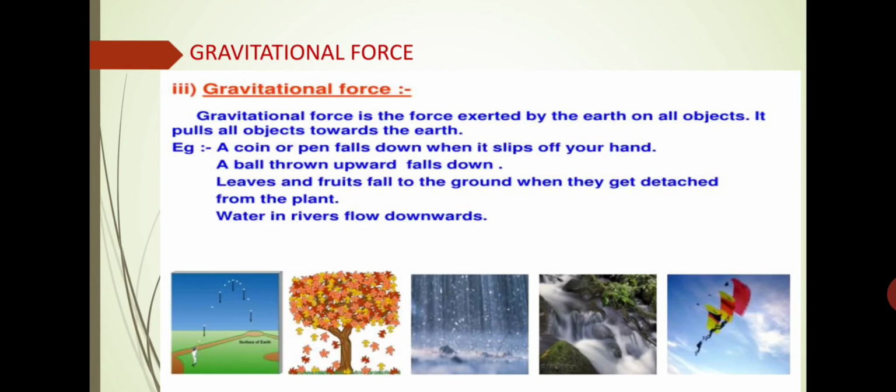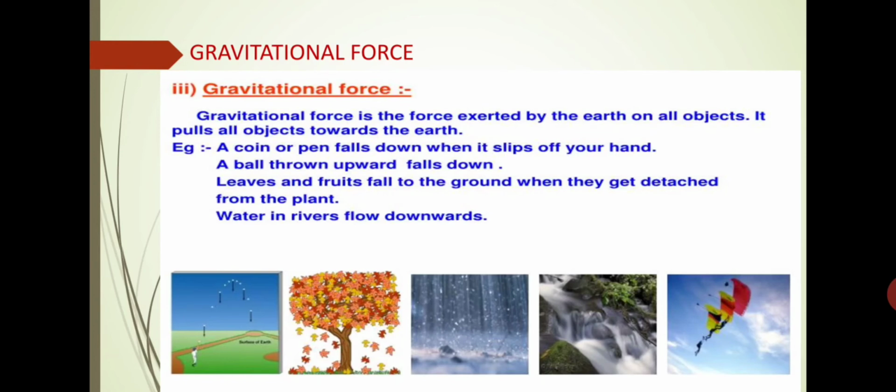Now the third one is our gravitational force. What is gravitational force? It is the force exerted by the earth on all objects. Because of that, all objects come towards the earth. What are the examples? So many pictures are given to help understand the gravitational force.